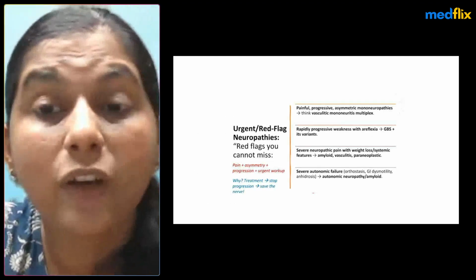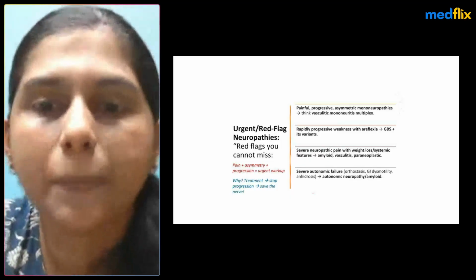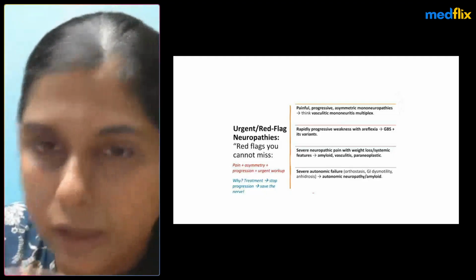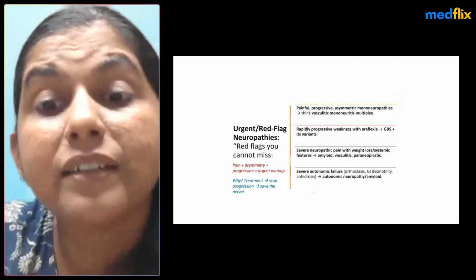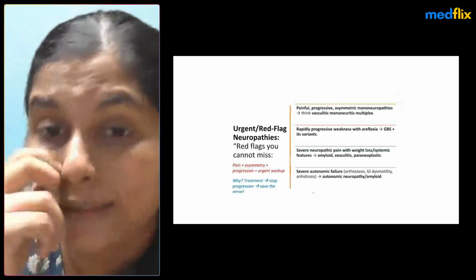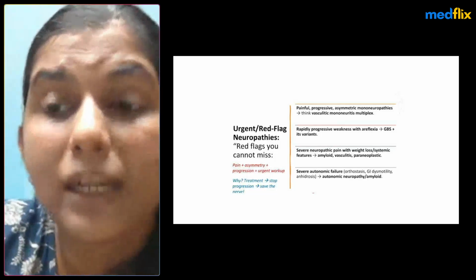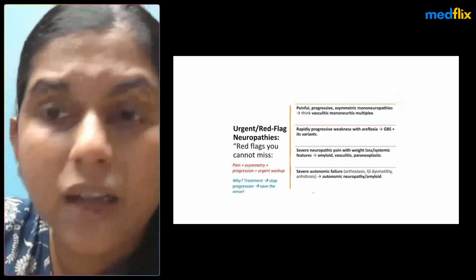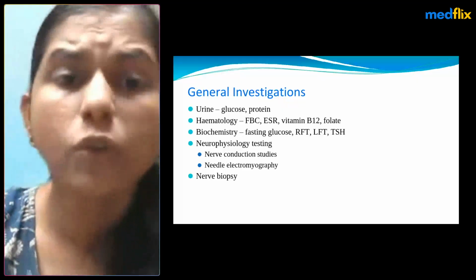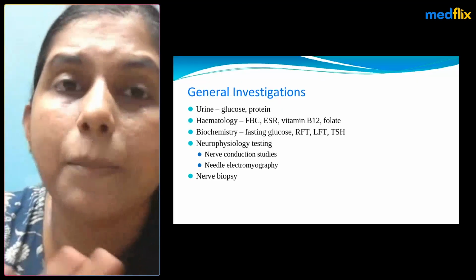And especially if you have painful progressive asymmetric mononeuropathy, think, could it be vasculitis? If it is rapid progression, is it GBS or one of GBS variants? If it is severe neuropathic pain with weight loss, amyloid, vasculitis, paraneoplastic. If it is severe autonomic failure, autonomic neuropathy, and again here we need to remember amyloid as well. Diabetes being a very close common cause. Porphyria is another cause.